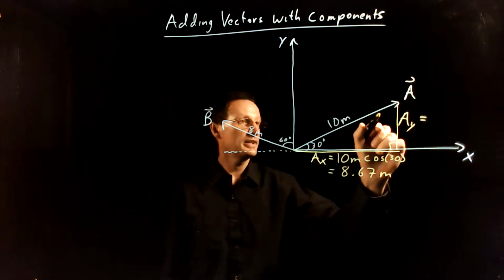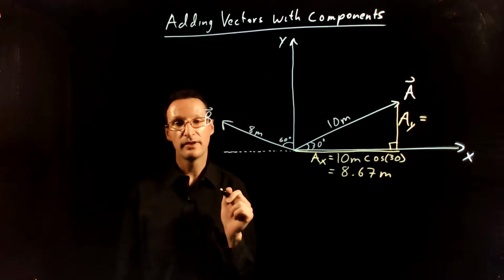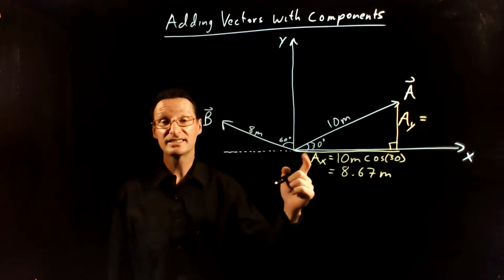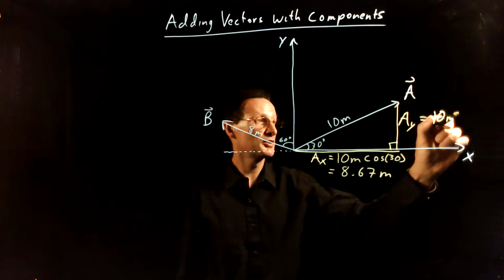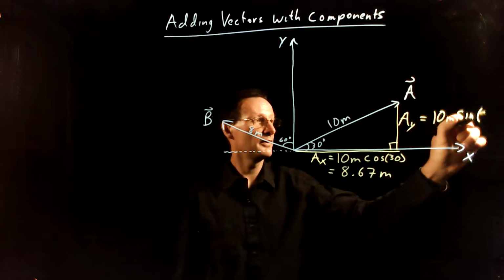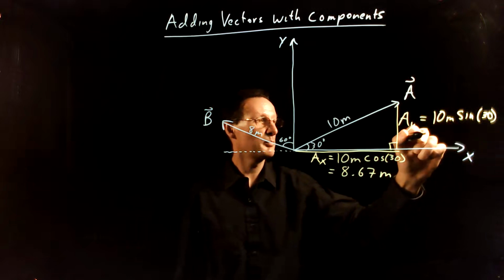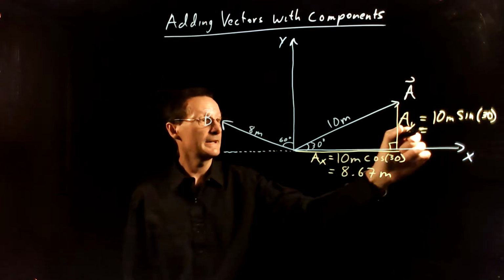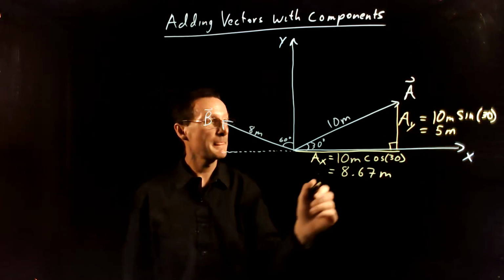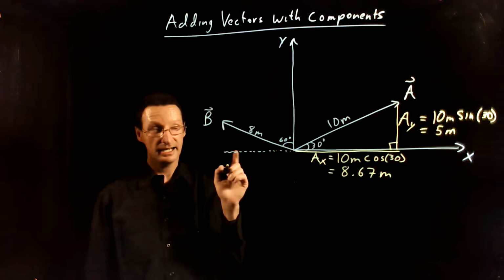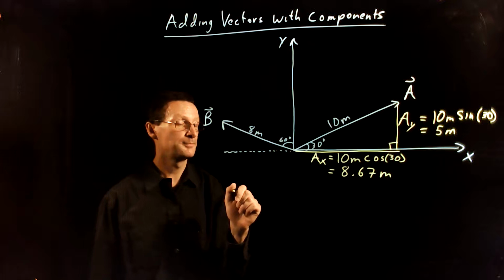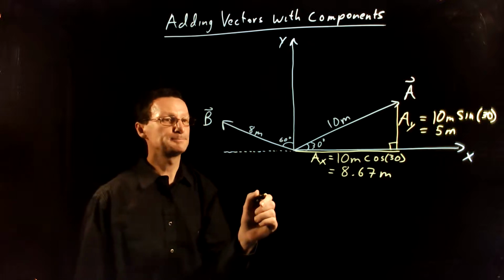AY is opposite of the 30-degree angle, so I need to use sine for that. And so I take the hypotenuse and multiply by sine of 30 degrees. When I punch that into my calculator, I get 5 meters. And again, that one is in the positive y direction, so I need to check that every single time. Let's find BX and BY.